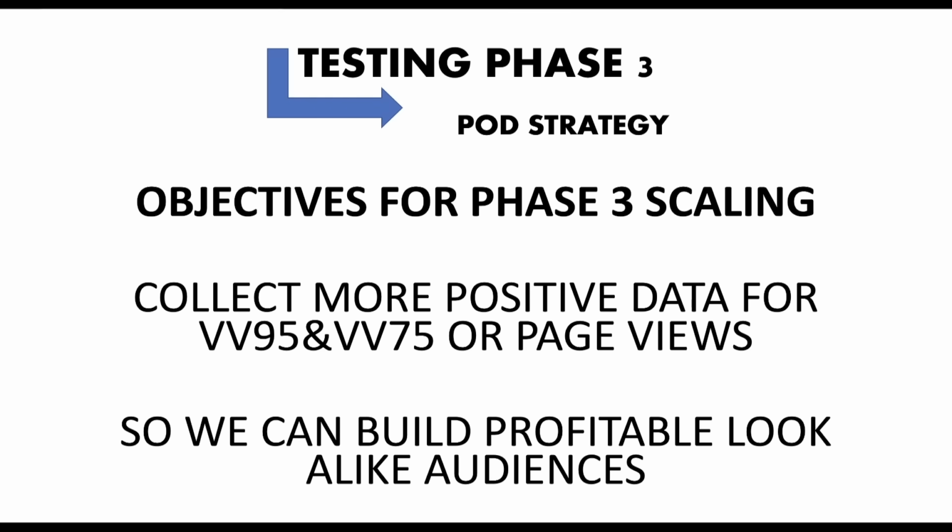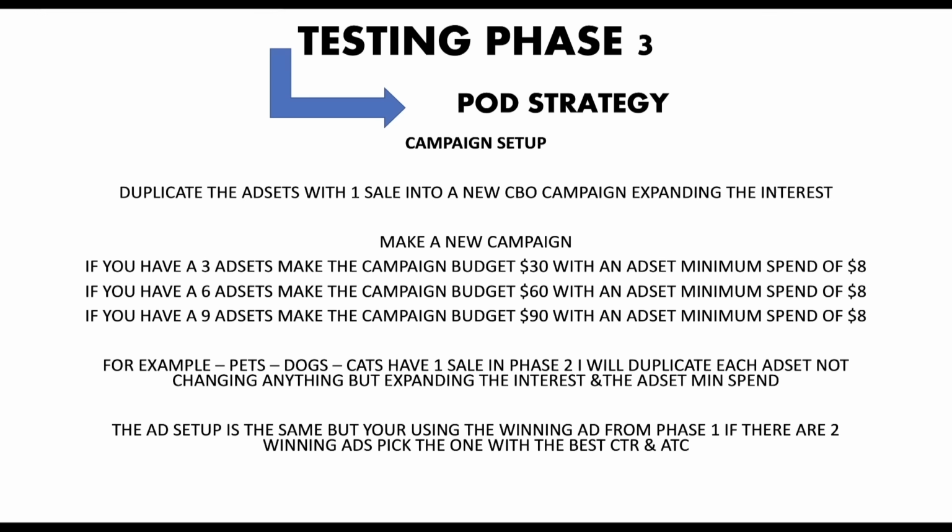Testing phase 3, the objectives for phase 3 scaling. Collect more positive data for video view 95 and video view 75 or page views so we can build profitable lookalike audiences. Testing phase 3 campaign setup. Duplicate the ad set with 1 sale into a new campaign, expanding the interest. Make a new campaign. If you have 3 ad sets, make the campaign budget $30 with a minimum ad set spend of $8. If you have 6 ad sets, make the campaign budget $60 with a minimum ad set spend of $8. If you have 9 ad sets, make the campaign budget $90 with a minimum ad set spend of $8.